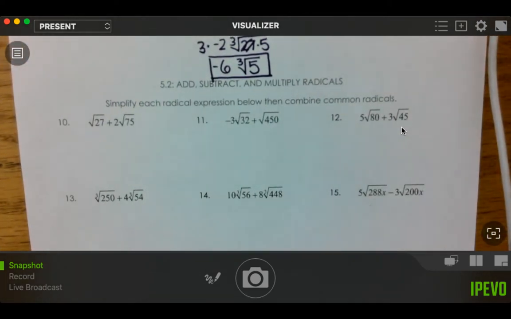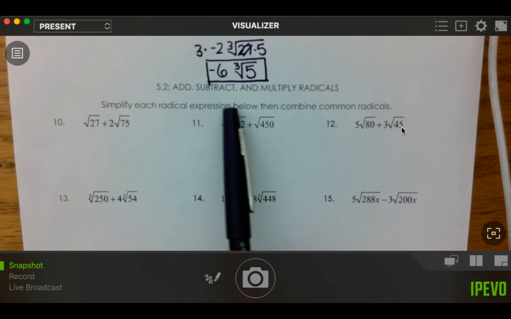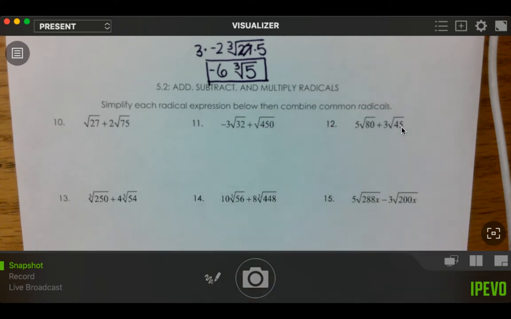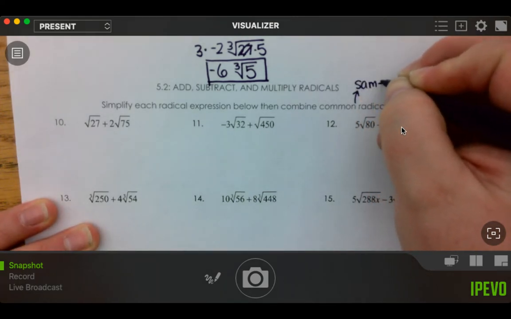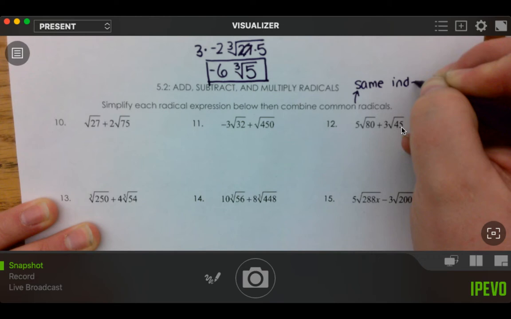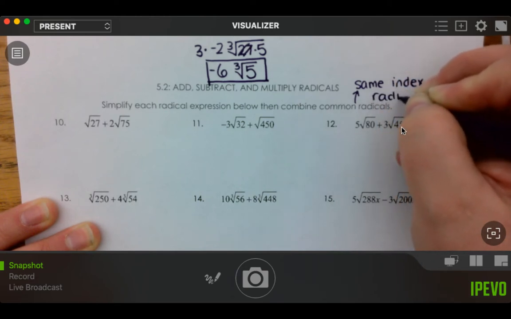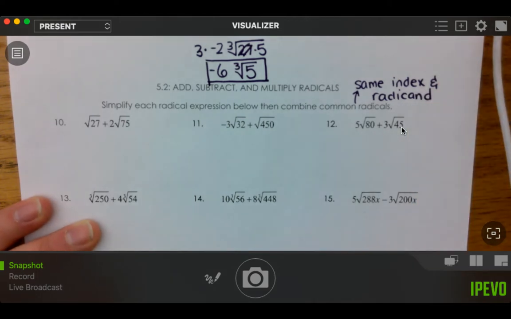And then we are going to work on adding and subtracting. What you have to do is simplify each radical expression, then combine common radicals. Common radicals means that it has the same index and radicand. Radicand is just a fancy way of saying the inside.